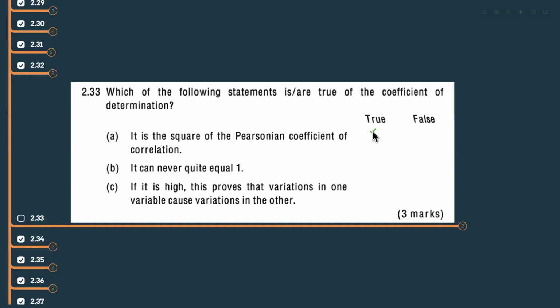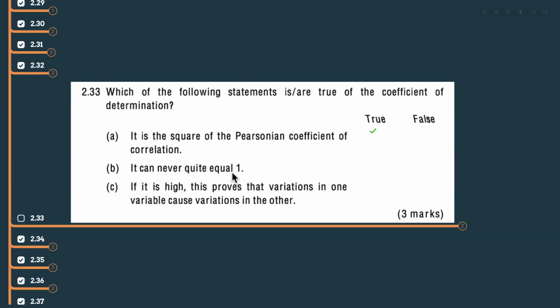Guys, it's true. Why? R is the Pearsonian coefficient of correlation. If we square it, yes, it is the coefficient of determination. This is a true statement, right? R squared can never quite equal 1. Is it correct? It can never quite equal 1.